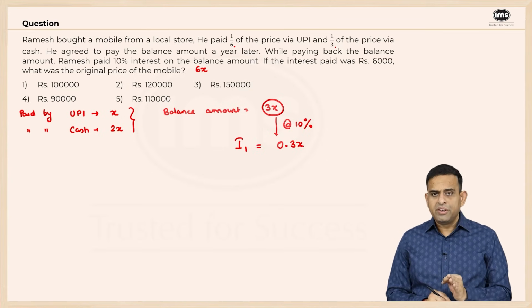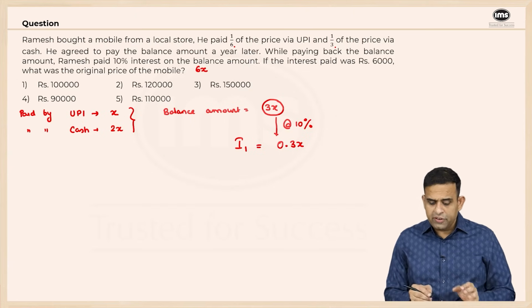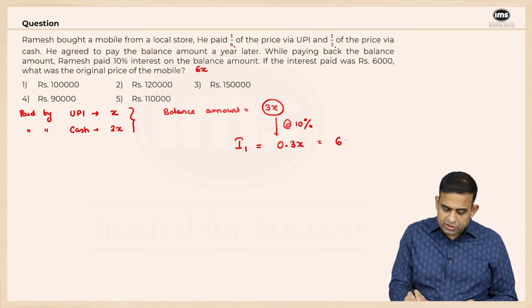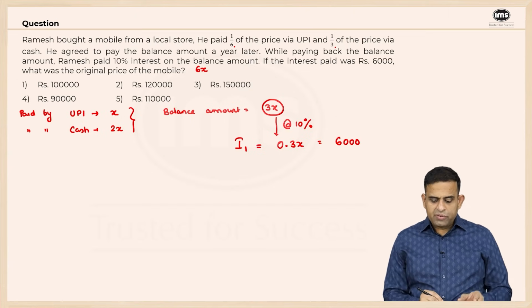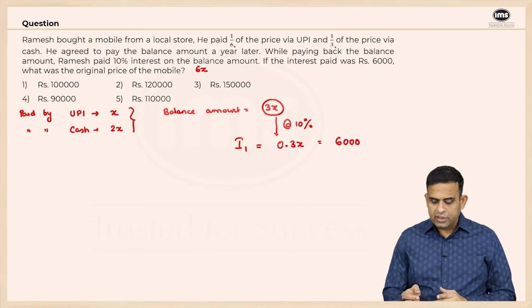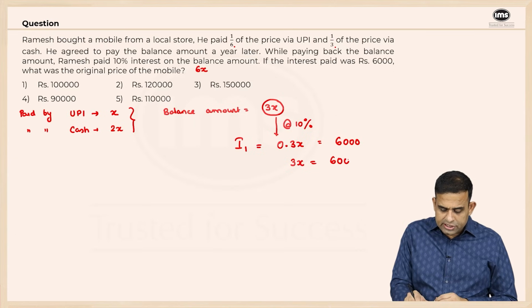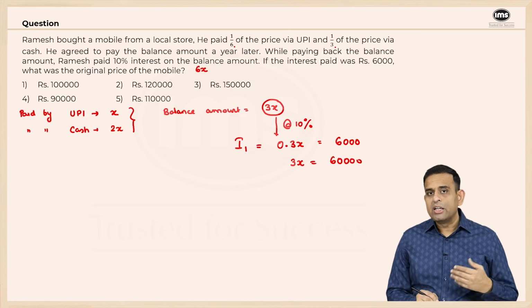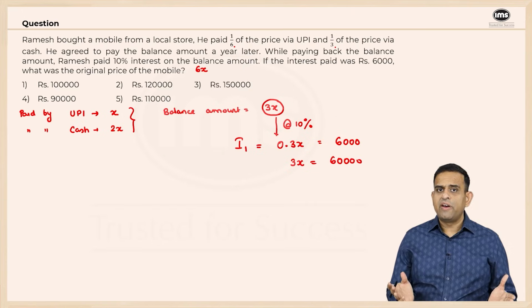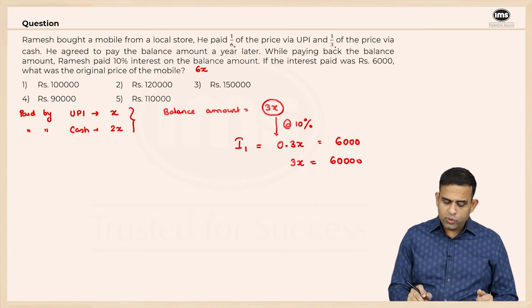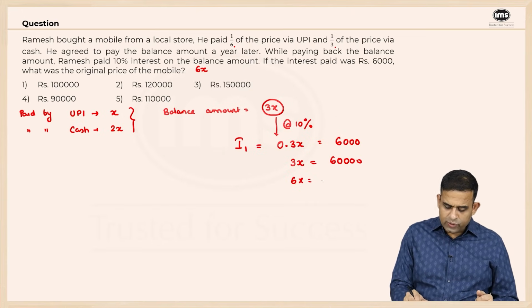And in the problem, it is given that this 0.3x was given to you as the number 6,000. So if I know 0.3x is equal to 6,000, I can say if I multiply by 10, 3x must be equal to 60,000. And the task was to find out the initial value of the mobile phone, which is equal to 6x. And that one can say must be equal to 1,20,000.